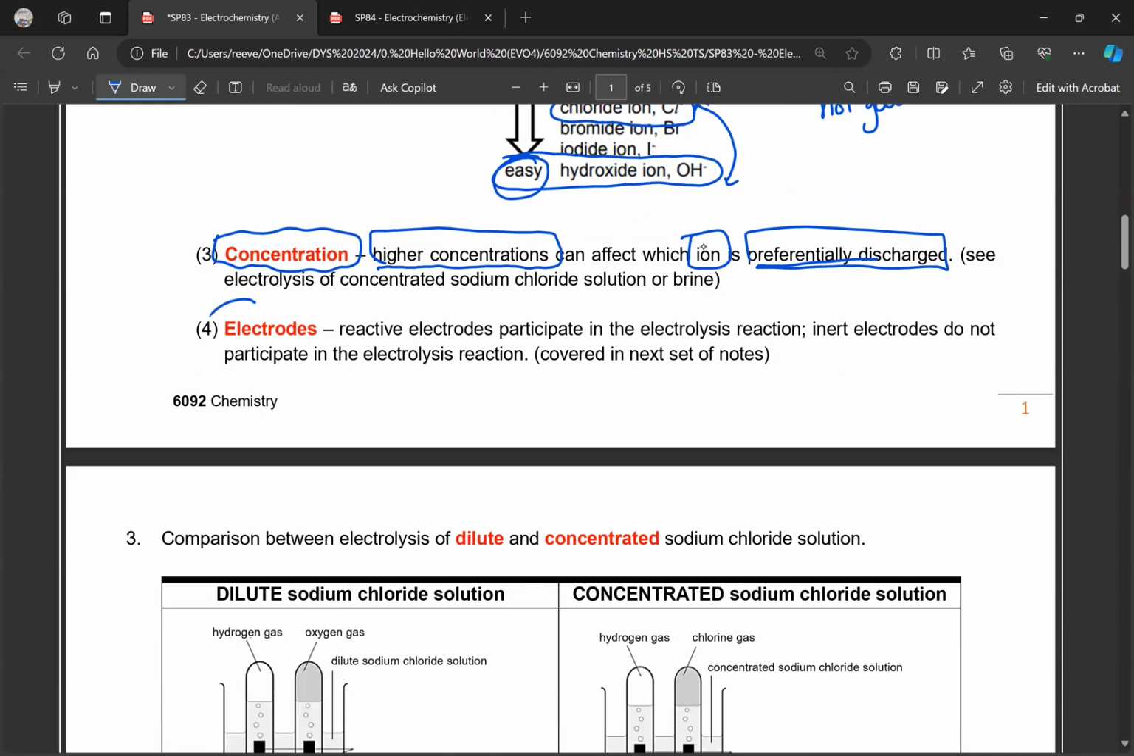Okay, the next one is electrode. The electrode also affects the story, but this one we will not talk about today. It will be in your next cell notes. Any questions so far? If you have questions, better ask me.